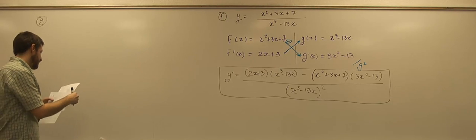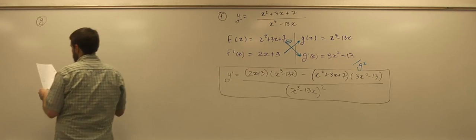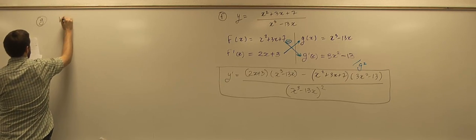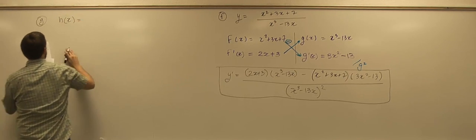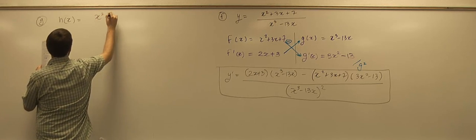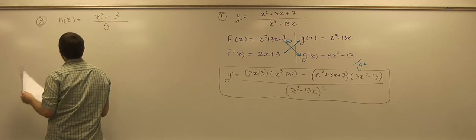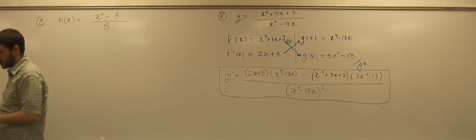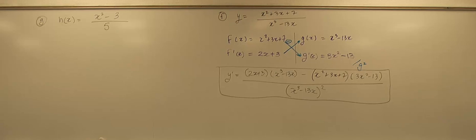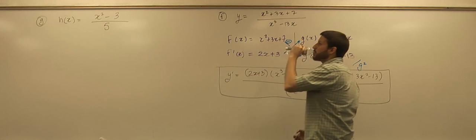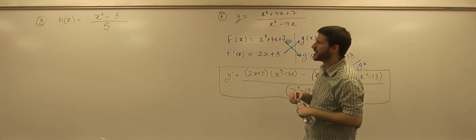So sometimes this tricks people. It shouldn't, but it might. Suppose I gave you my function, h of x, and I gave you x squared minus 3 over 5. And again, I want you to take the derivative.